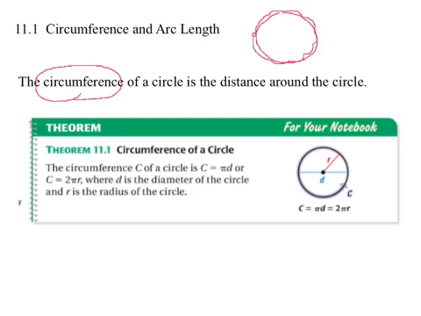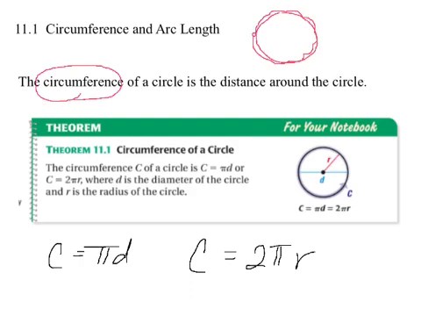So our first theorem, the circumference C of a circle is C equals pi d, or C equals 2 pi r, where d is the diameter of the circle and r is the radius of the circle. Pi is a button on your calculator, which you can approximate to 3.14.